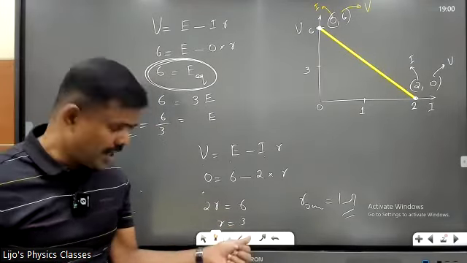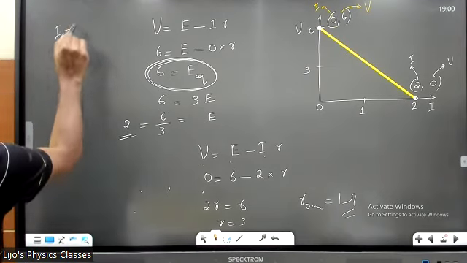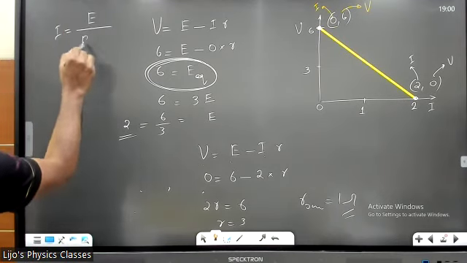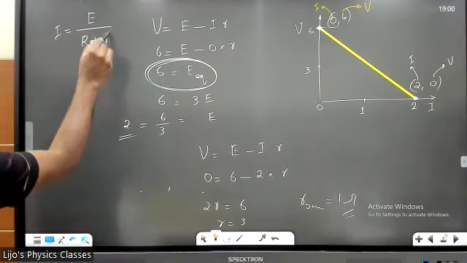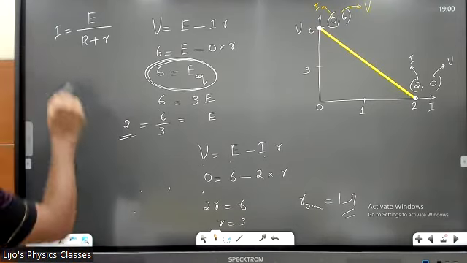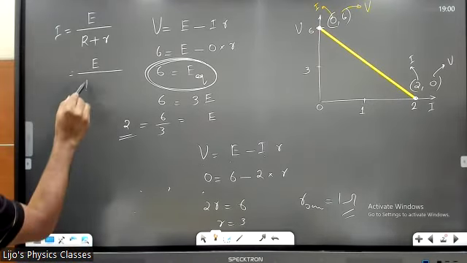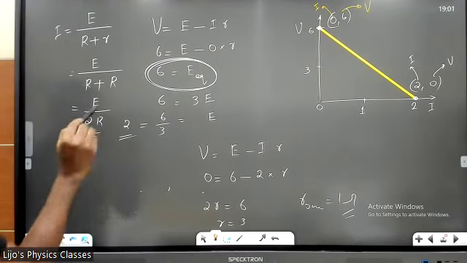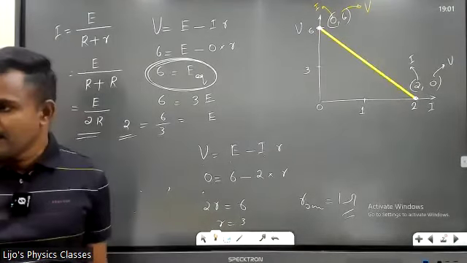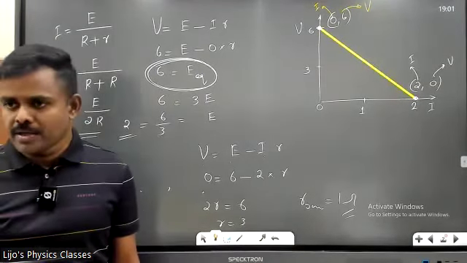Got it? And in the second part, they're asking for what current the power dissipation will be maximum. Current is what? This we also wrote yesterday: E by R plus r. Current is equal to E divided by R plus r. For maximum power, what does the power transfer theorem say? Small letter r becomes capital letter R. So what are you going to get? E divided by R plus R is equal to 2R. Got it? E divided by 2R. You can put the value if you want.